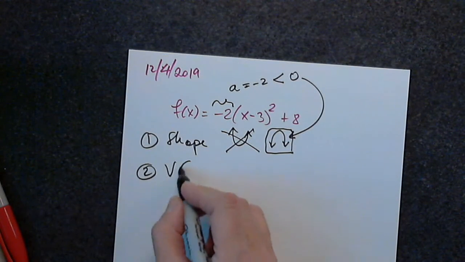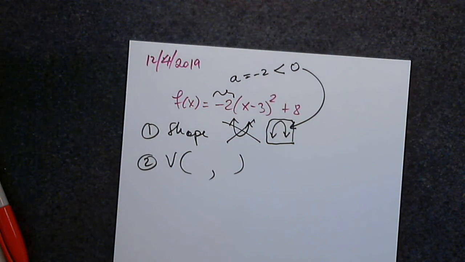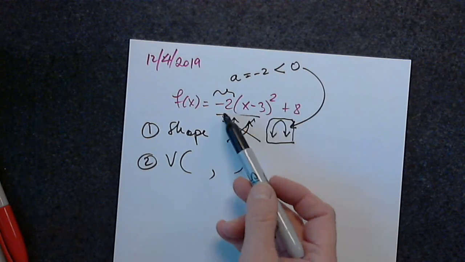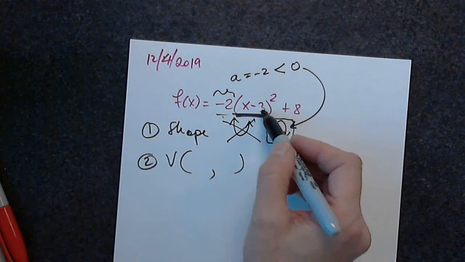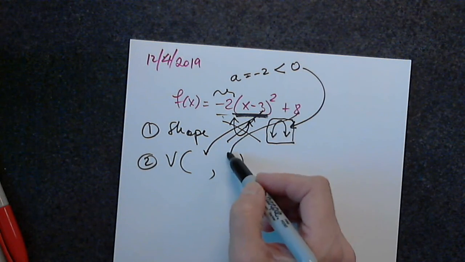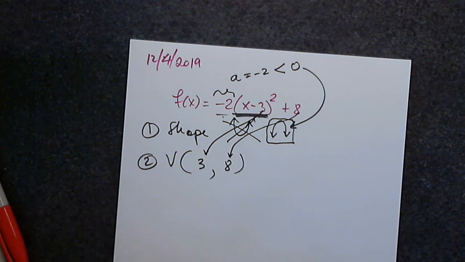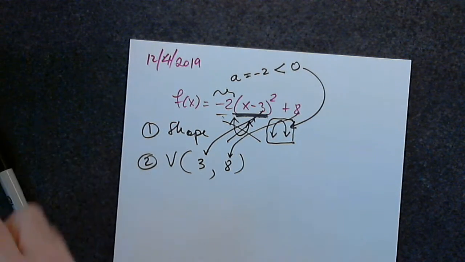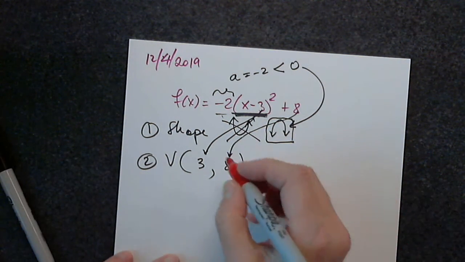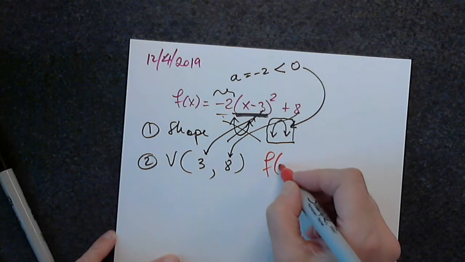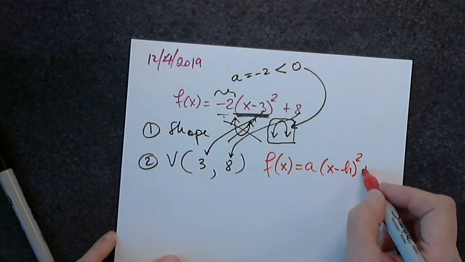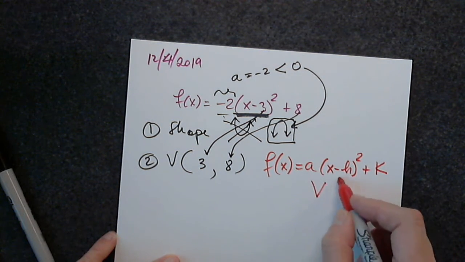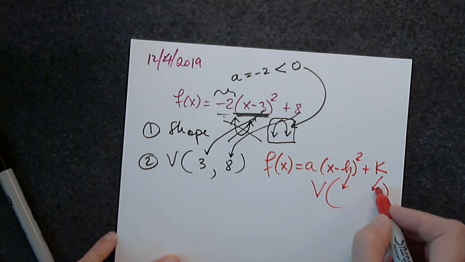And number 2, I have to determine the vertex. Because the square is completed in this function, all I have to write is (3, 8). So there's no requirement for any calculations. Let me refresh your memory how this works. The general form will be a(x - h)^2 + k, where the vertex is (h, k).